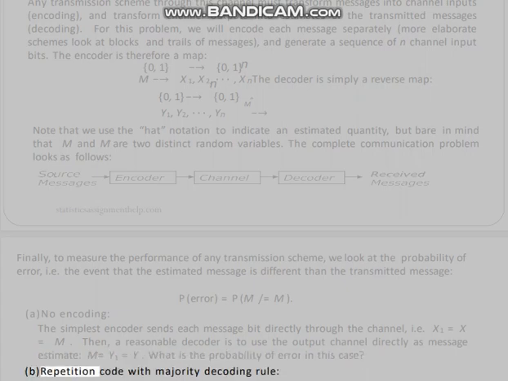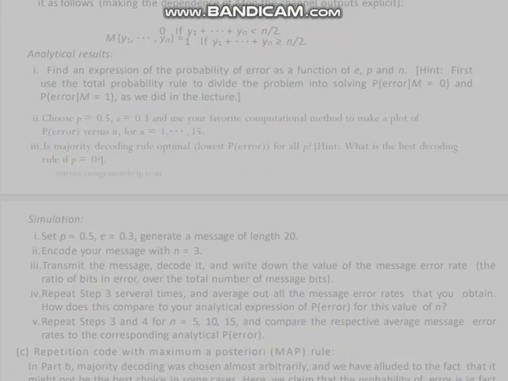B. Repetition code with majority decoding rule. The next thing we attempt to do is to send each message n greater than 1 times through this channel. On the decoder end, we do what seems natural: decide 0 when there are more zeros than ones, and decide 1 otherwise. This is a majority decoding rule, and we can write it as follows, making the dependence of m hat on the channel outputs explicit.